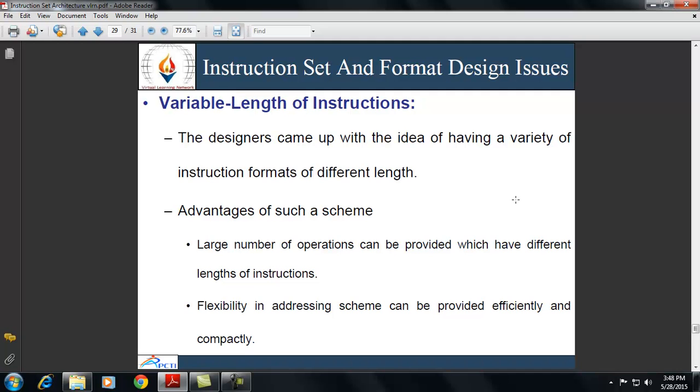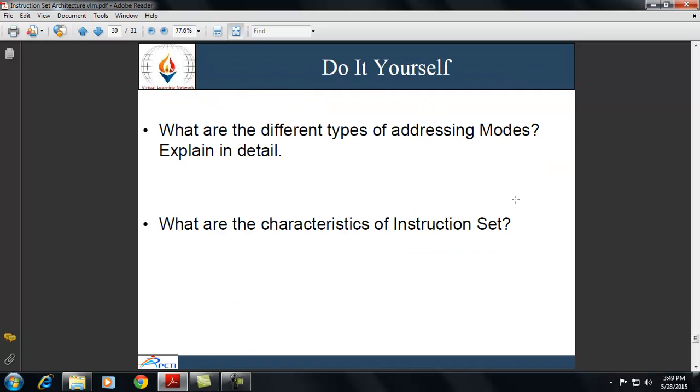Next one is variable length instruction. The designers came up with the idea of having a variety of instruction formats of different lengths. Now, there are various advantages of such a scheme, that is, a large number of operations can be provided which can have different lengths of instructions, and it provides flexibility in addressing schemes to effectively, efficiently and compactly use it.